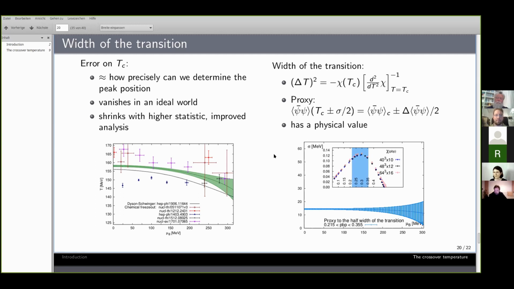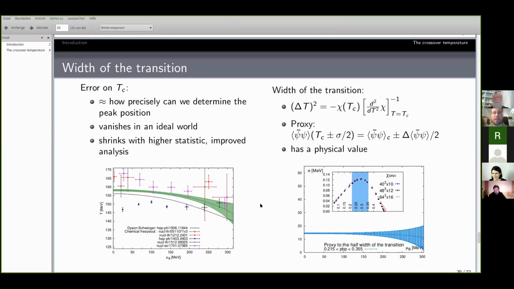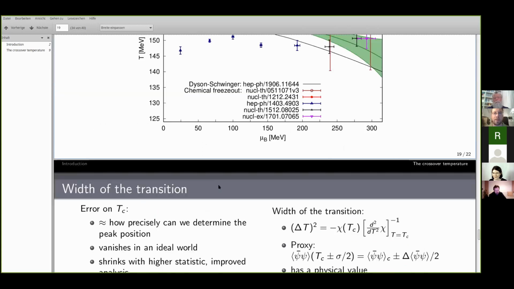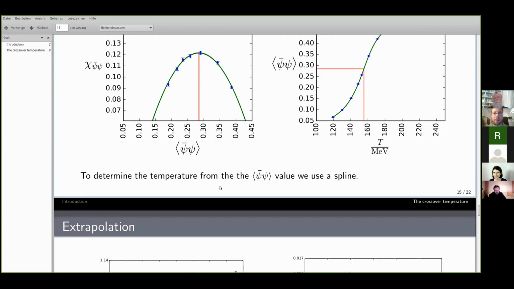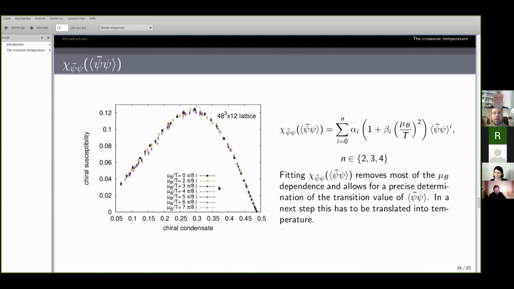Okay, then Wolfgang. Hello, can you hear me? Yeah. Okay, so I have a comment and a question to Jana again on this issue about plotting susceptibility over the chiral condensate. So I observed the same thing in strong coupling QCD at real baryon chemical potential.